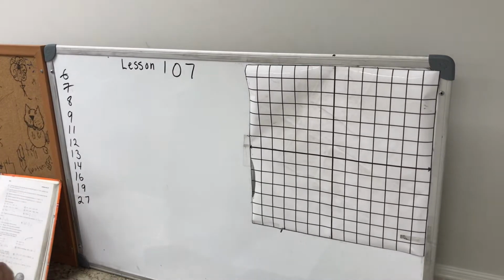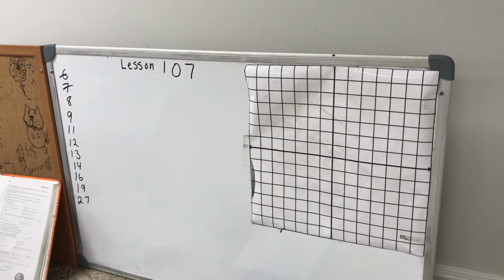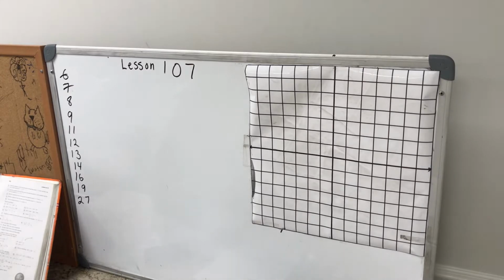Good morning, students. We're ready to do Lesson 107. We have problems 6, 7, 8, 9, and 11. You'll see them on the left side of my board here. I think there are 11 of those. Start off on problem number 6.